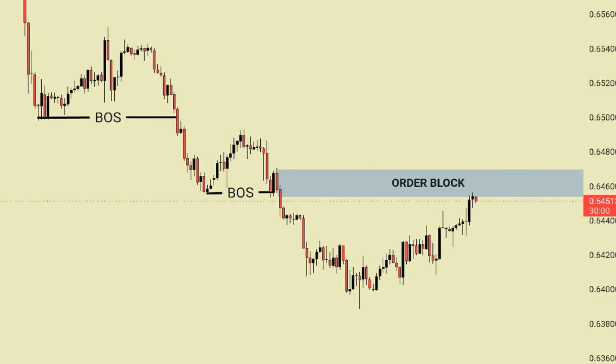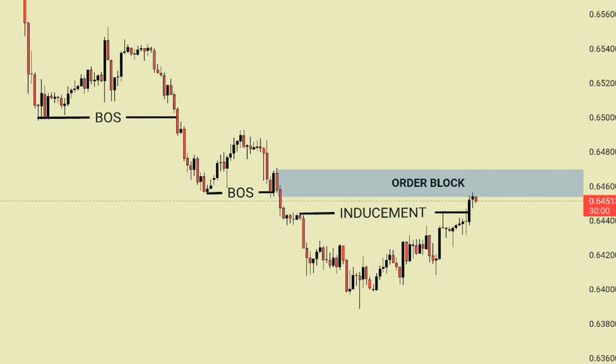On the chart, you can see price tapping into this order block exactly as expected. Before reaching the order block, price creates a small high. This is known as inducement. Inducement is designed to trap early sellers and build liquidity above their stop losses.